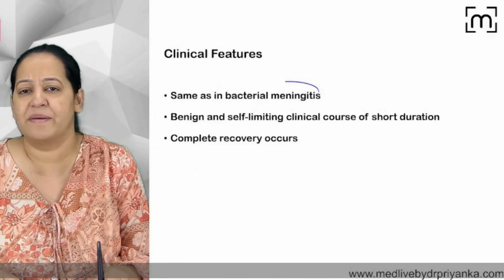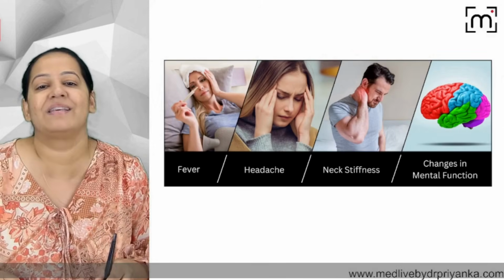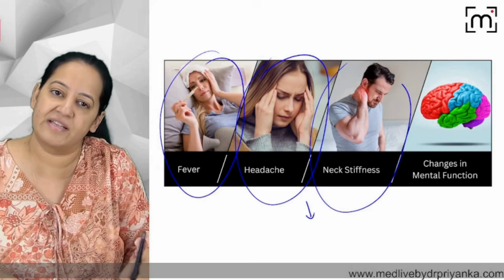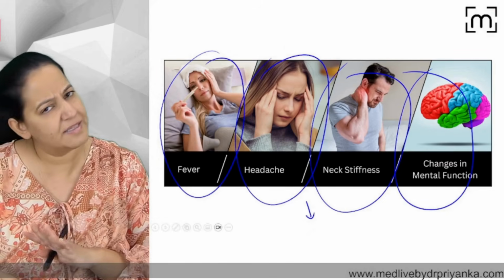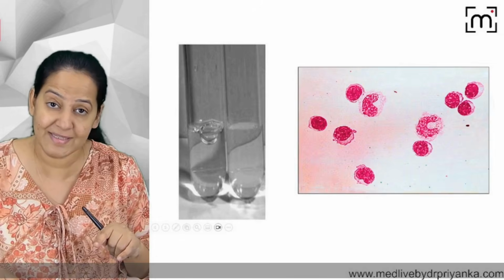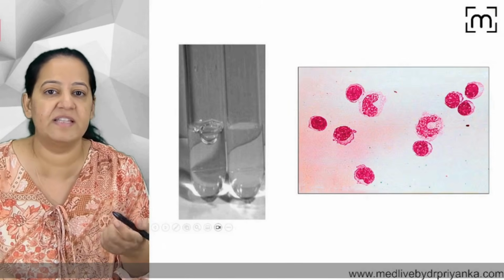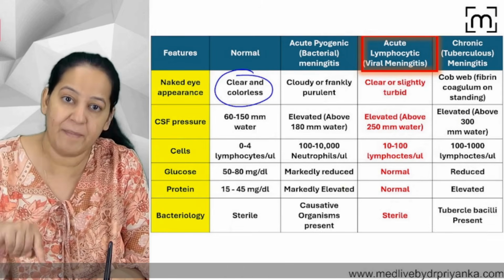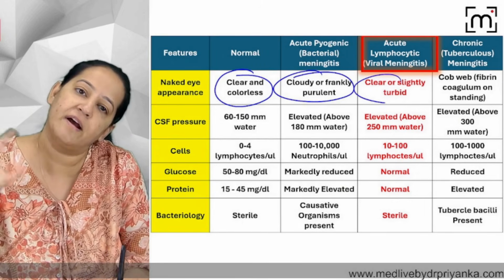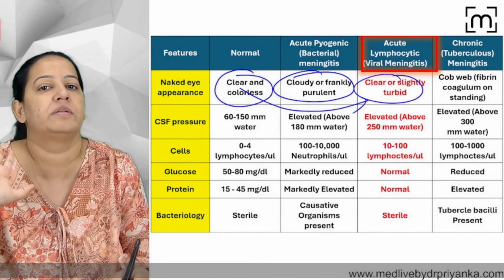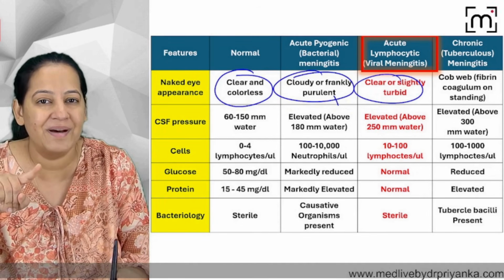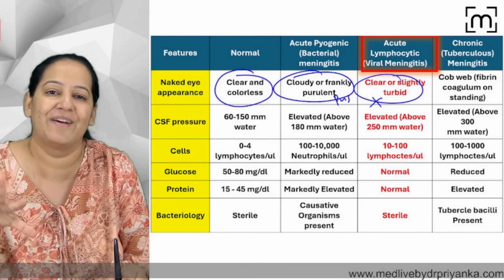Clinical features are the same as those of bacterial meningitis, but with less severity. Severity is not much high. So the patient has fever, headache, neck stiffness, and change in mental status. Symptoms are the same. Now tap the CSF and see it. Normal CSF is clear. In bacterial meningitis, it was cloudy, purulent. Here again, it's clear, like normal. Not cloudy, not purulent, because viruses don't form pus. Bacteria form pus, but viruses don't, so it's clear only.